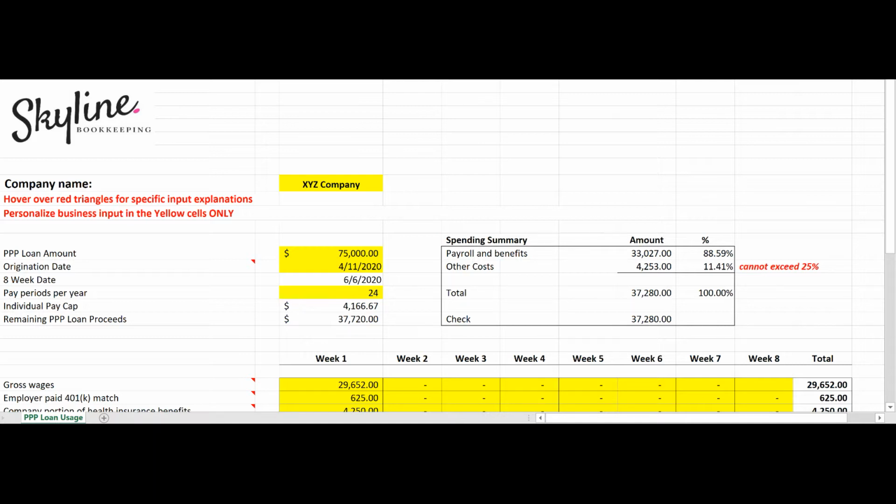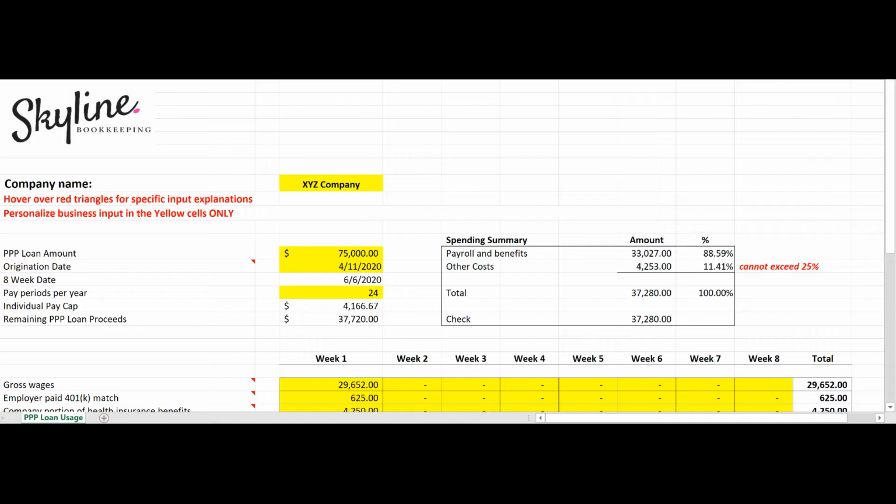I am the president at Skyline Bookkeeping, and I'll be guiding you through how to use our PPP loan usage tracker for corporations. This is intended for businesses who are an S or C Corp. They are corporations that have payroll expenses.